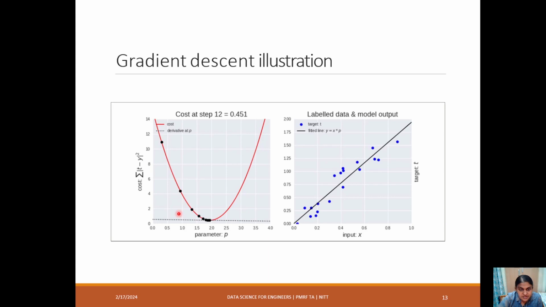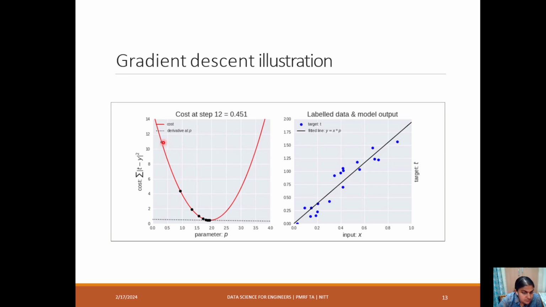Now the gradient descent illustration is given there for the parameter p and the cost function. This is just a figure. It means that if your learning parameter is very small, it will take a long time to reach the next point, because it takes short steps. That means solving your function will take a long time.